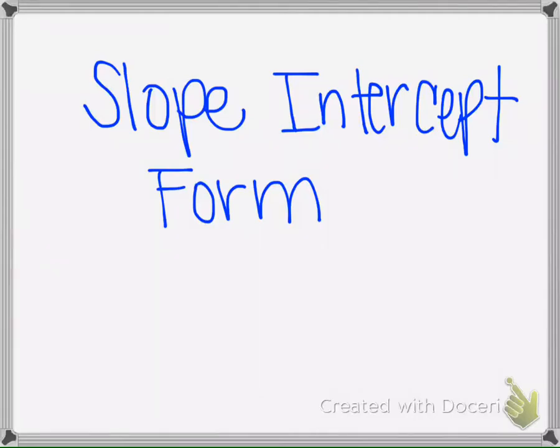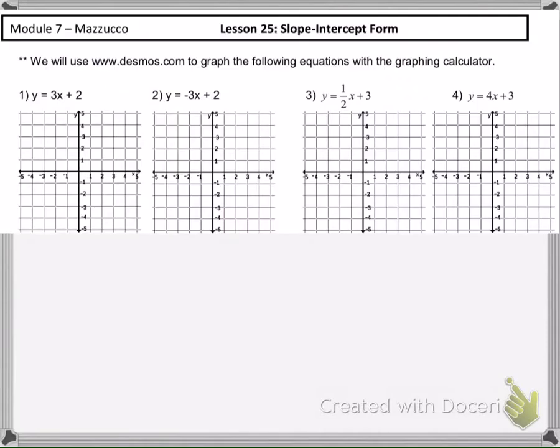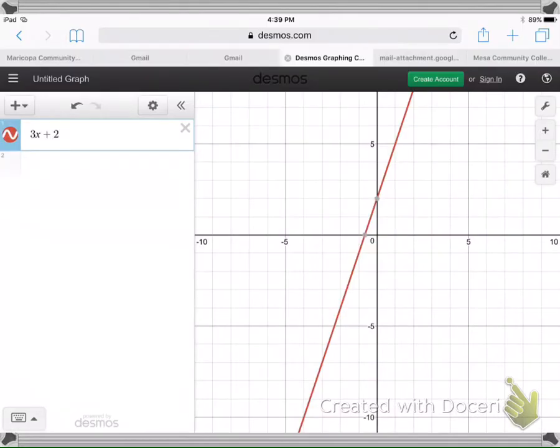This lesson is on slope-intercept form. So if you're in front of a computer, I would encourage you to go to this website right here and graph each of these equations, and then graph other equations and see if you notice a pattern that keeps occurring. So for example, if we go to this website and we type in y equals 3x plus 2, we would get a graph that looks like this.